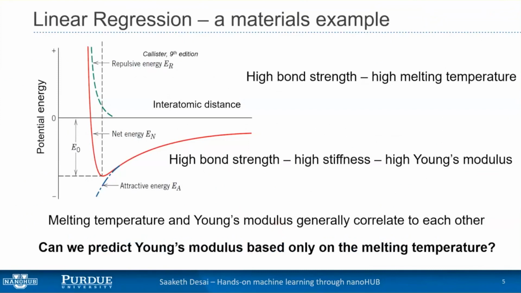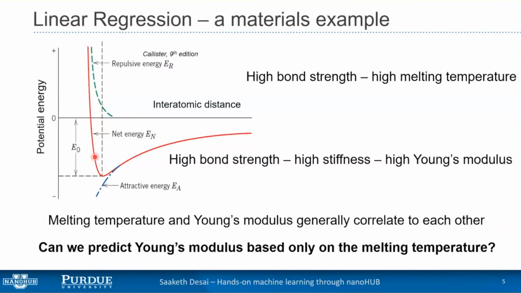This is potential energy as a function of interatomic distance. This is a description of how atoms interact. So at large distances, atoms don't interact at all. And at very small distances, they feel repulsive forces. This is something you might have recalled from your undergraduate classes. The key features here are that the depth of this well, labeled E0 here, is a measure of how strong the bond is.